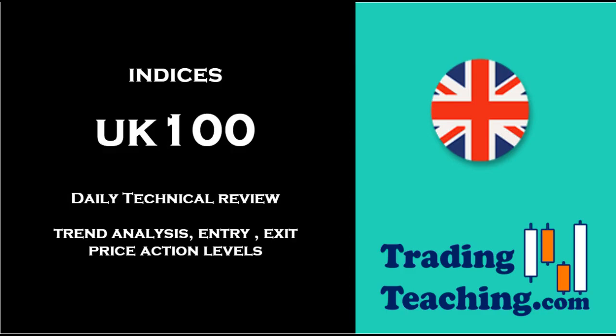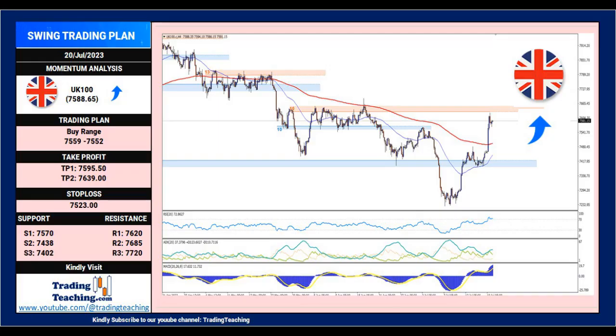UK 100 technical view. The current UK 100 price is 7,588.65. The technical analysis forecast for the next 2 to 3 days suggests a favorable uptrend for UK 100. The 7,559 to 7,552 price zone is a good area to buy, with an expected upside of 7,595.50 and 7,639.00. If market behavior changes, stops should be placed at 7,523.00 to control the risk.